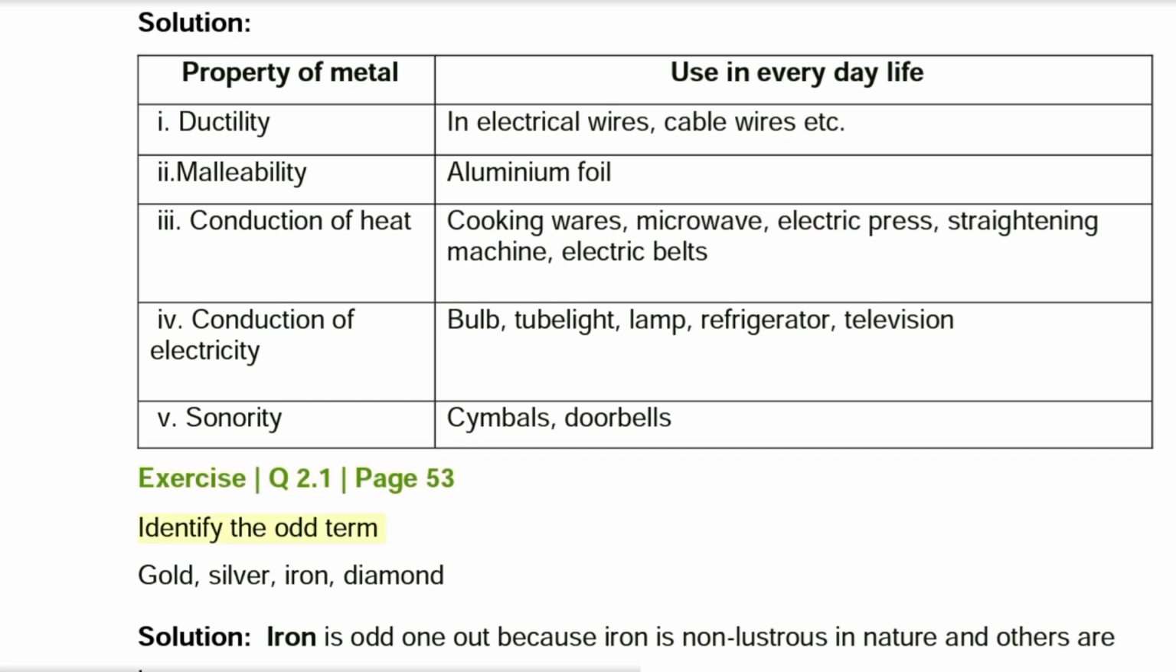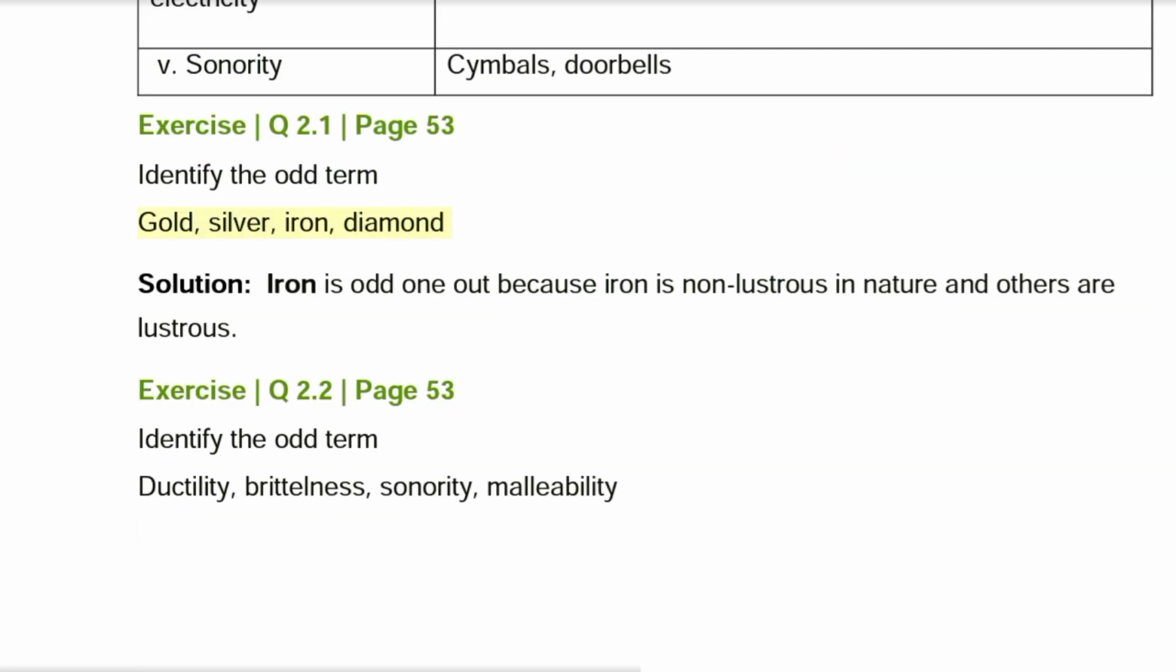Exercise Q2.1, page 53. Identify the odd term. Gold, silver, iron, diamond. Solution. Iron is odd one out because iron is non-lustrous in nature and others are lustrous.